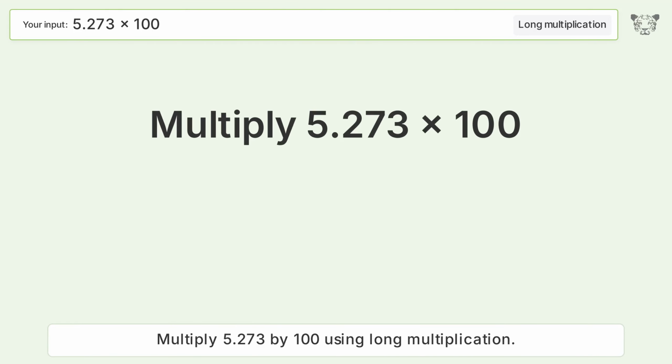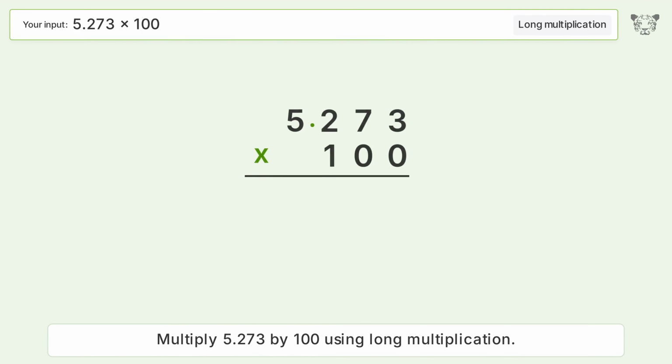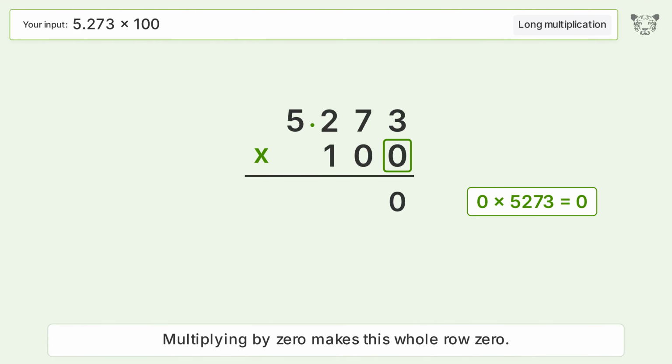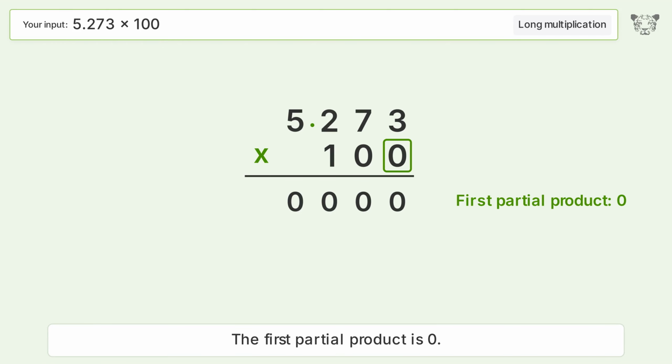Multiply 5.273 by 100 using long multiplication. Start with the ones digit, 0. Multiplying by 0 makes this whole row 0. The first partial product is 0.